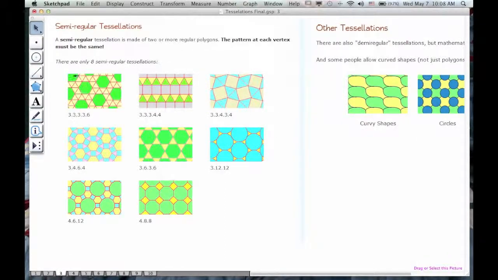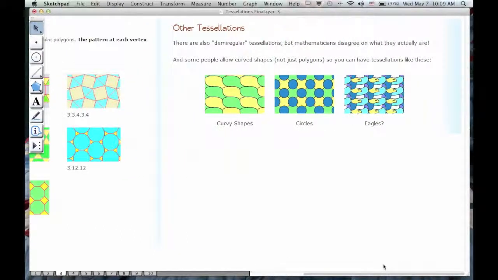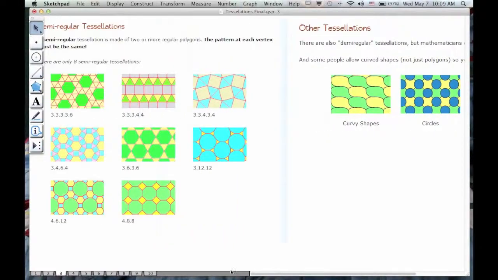Semi-regular tessellations: there are only 8 of them. They have very different values than the ones we have seen earlier. The pattern at each vertex must be the same. So like right here, this pattern has to keep repeating over and over. There are other tessellations, but mathematicians disagree on what they actually are. These are some of the ones most seen in artwork, such as M.C. Escher's work, and it's still a debatable subject.